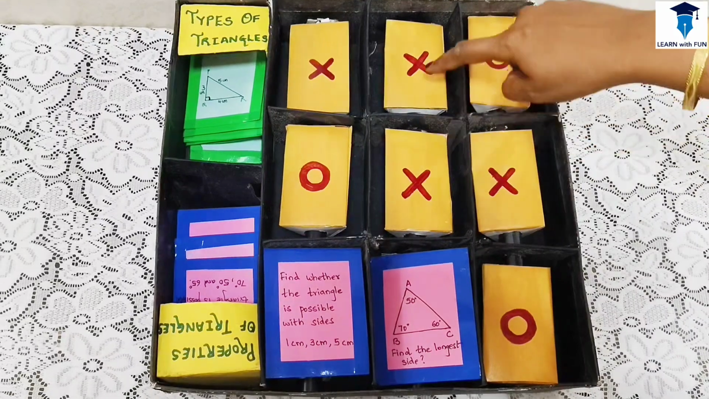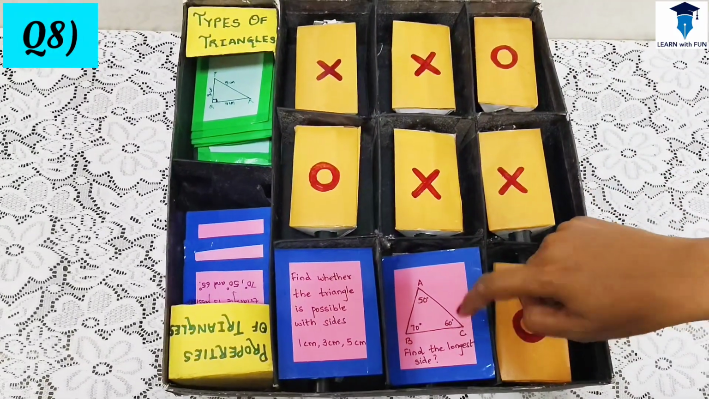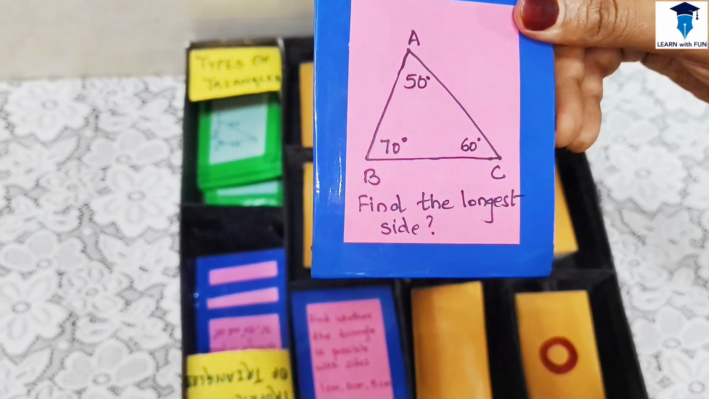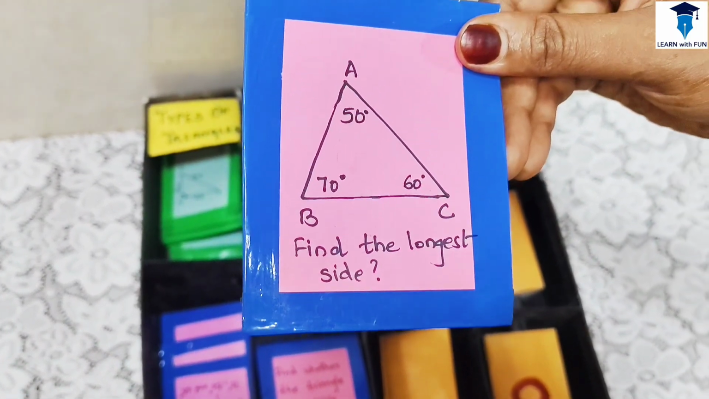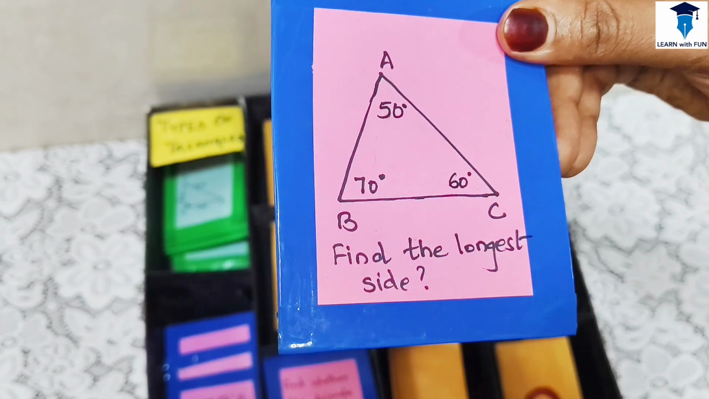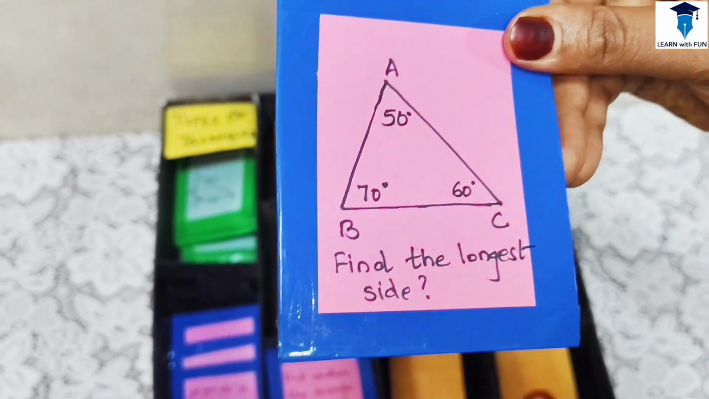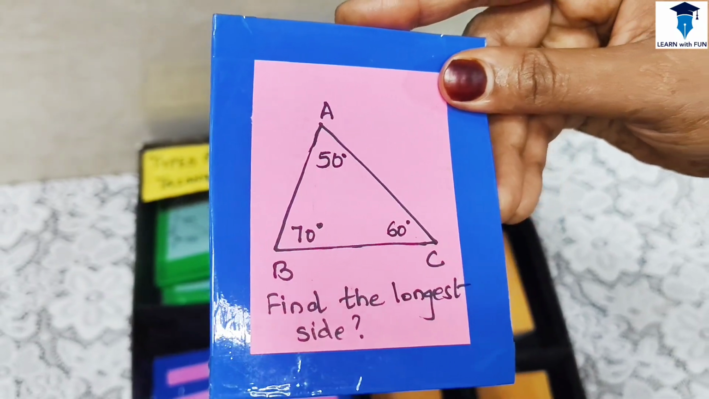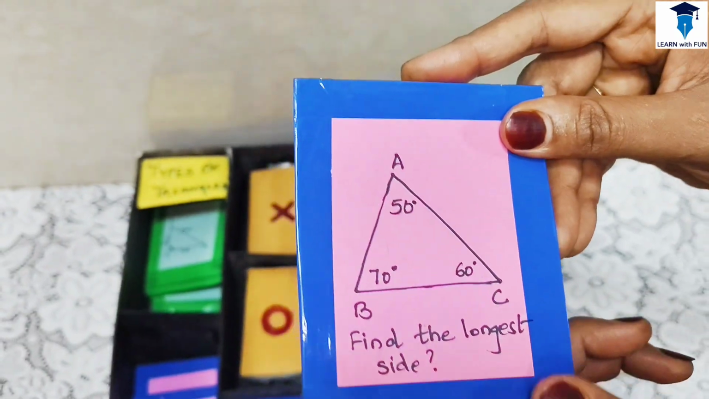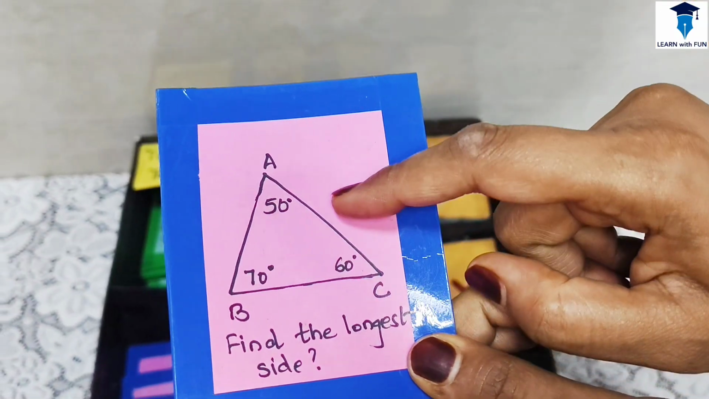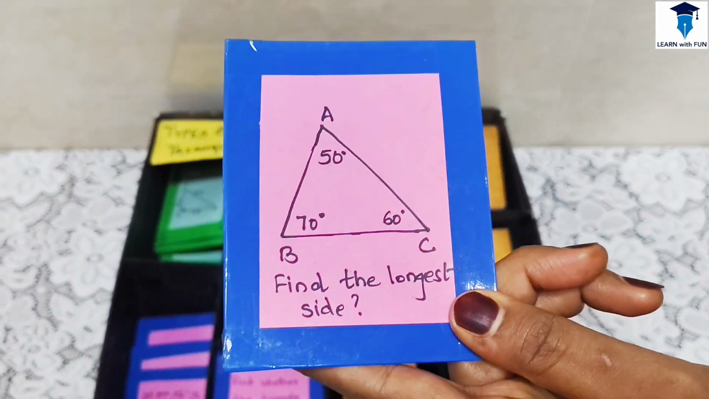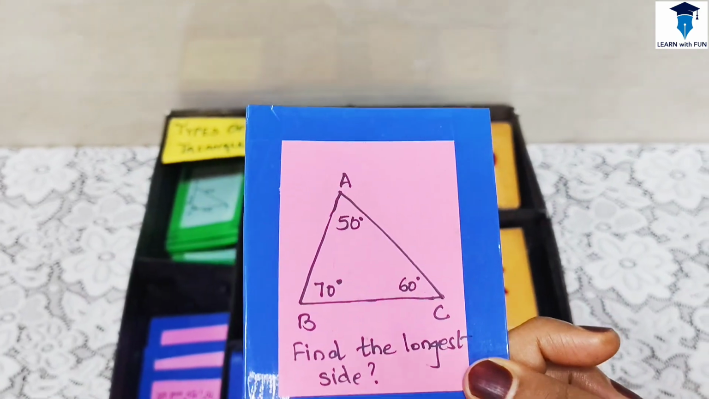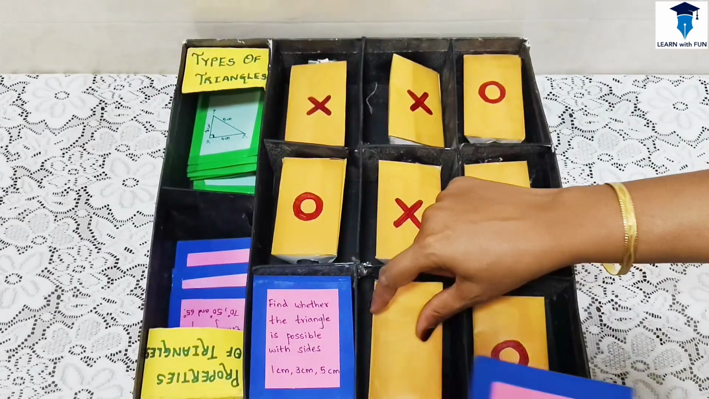Definitely the child will think that okay, X is getting formed, he wants to place 0 over here. But for that, the child has to give the correct answer. In this it is given triangle ABC and measurement of the angles are given 50 degree, 70 degree and 60 degree. From this measurement of the angle, he has to find out the longest side. So here actually the answer has to be 70 degree, opposite AC has to be greatest. But suppose this child gives the wrong answer. Suppose he says that BC is the longest side. So since this is wrong, he cannot place 0 over here.